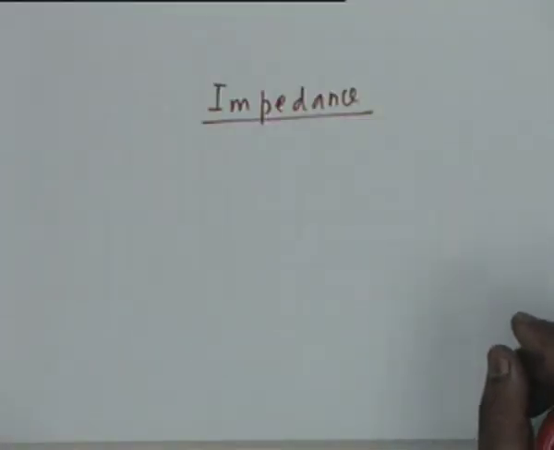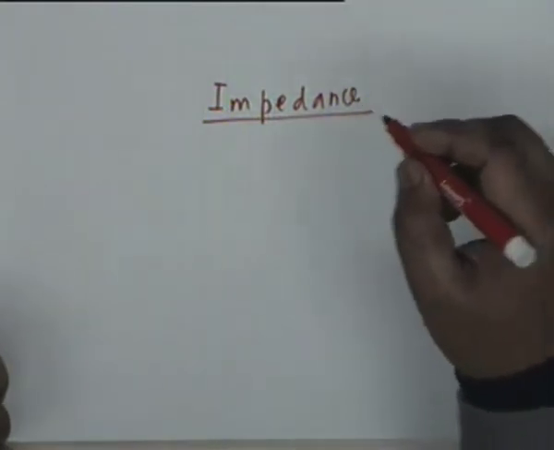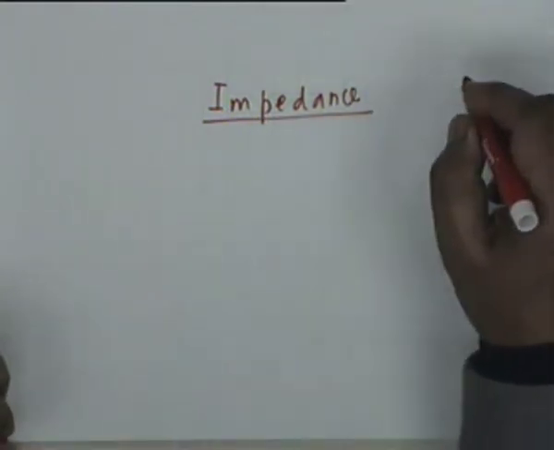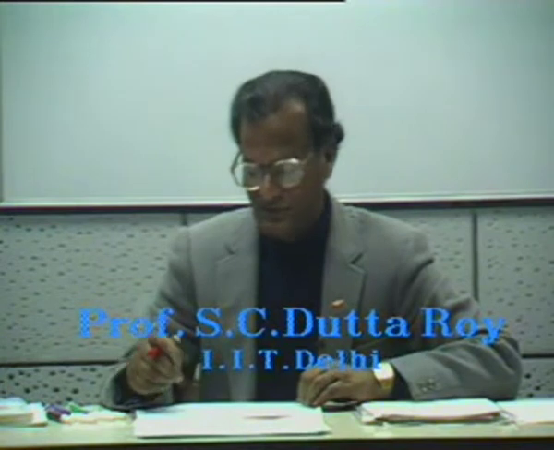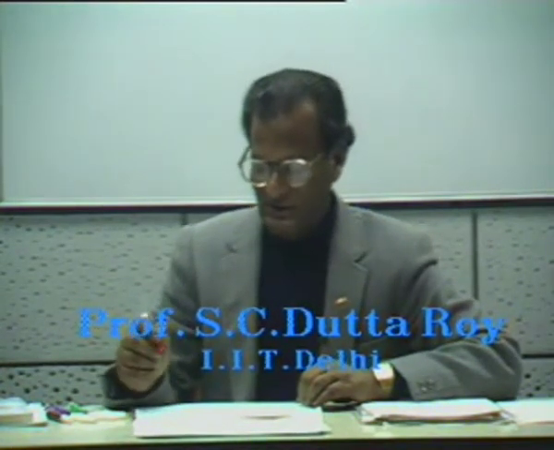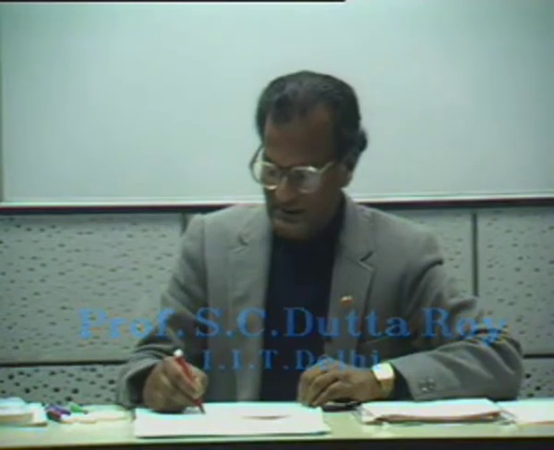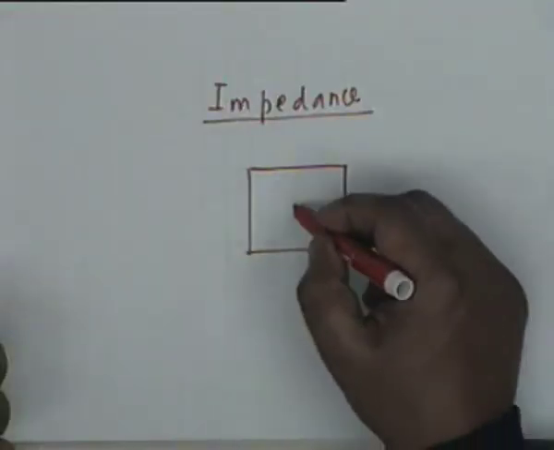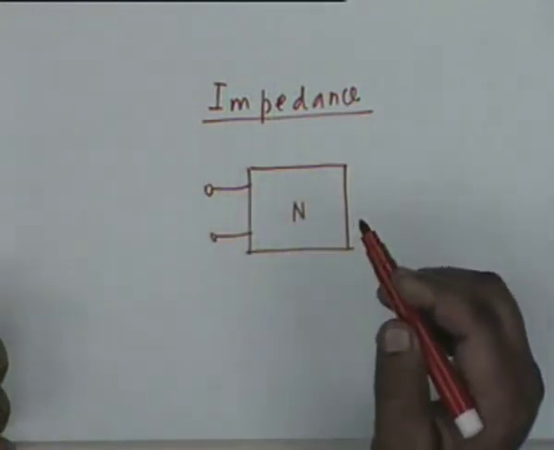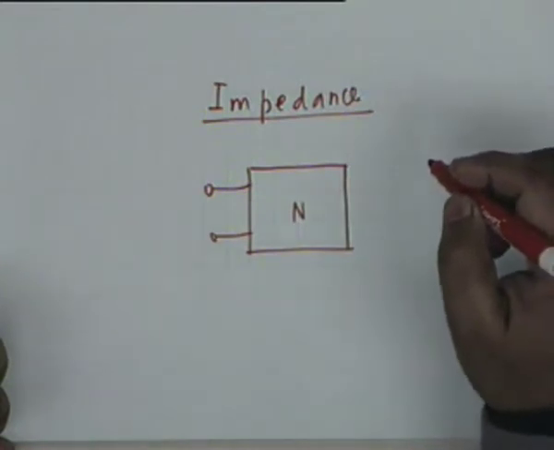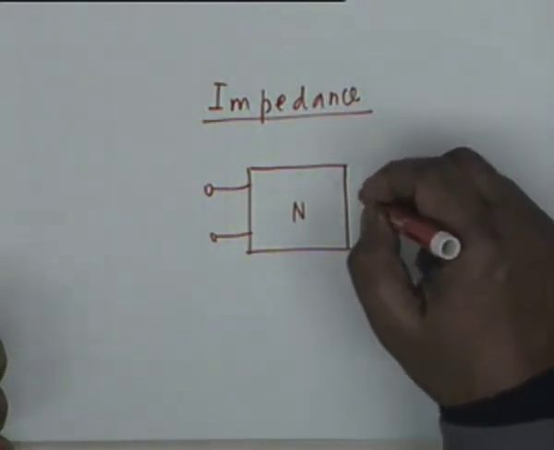Alright. Next we introduce the concept of impedance. The introduction or the definition that I am going to give you now would be a bit heuristic, a bit inaccurate, a bit unsophisticated, but this will serve our purpose at the present moment. The definition of impedance is like this. Consider a two-terminal network, a network which has only two terminals. And you consider a linear network.